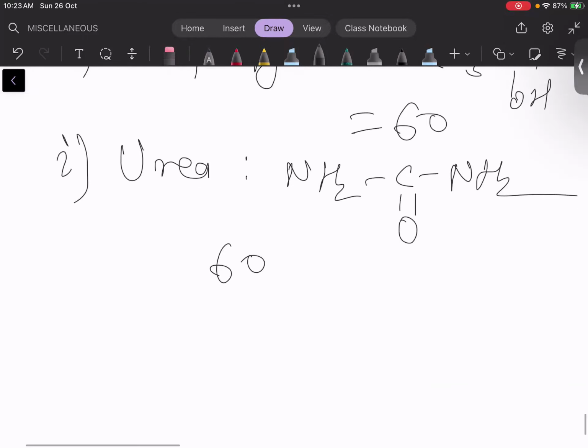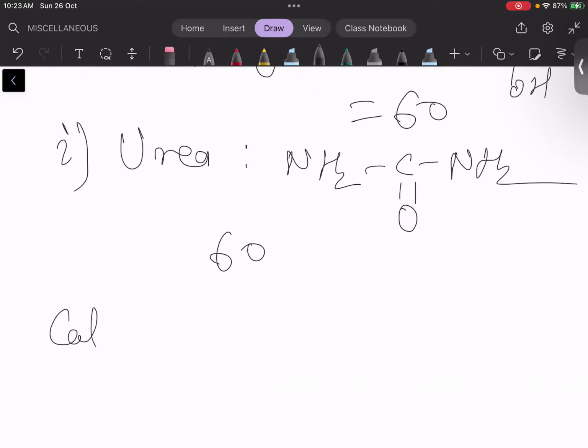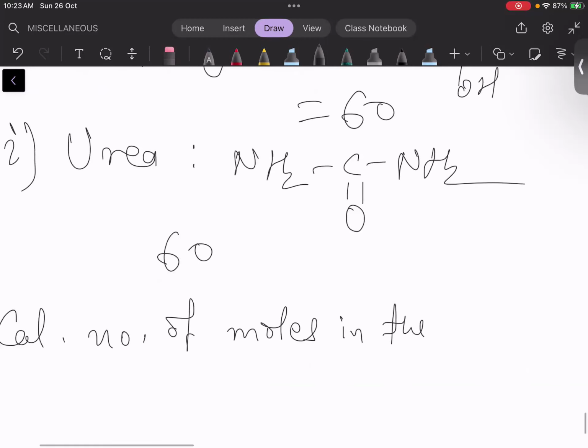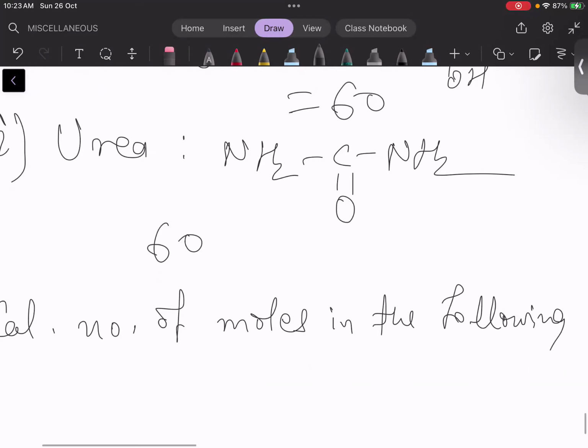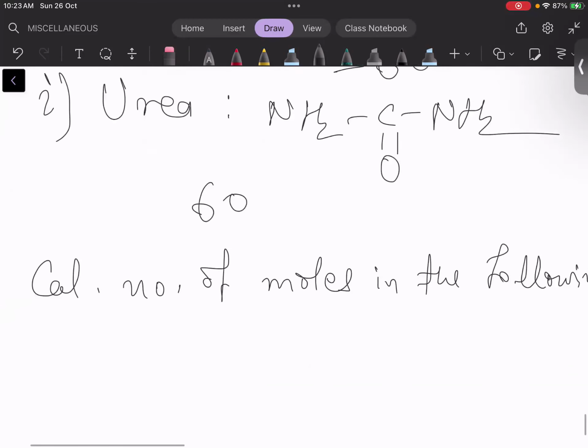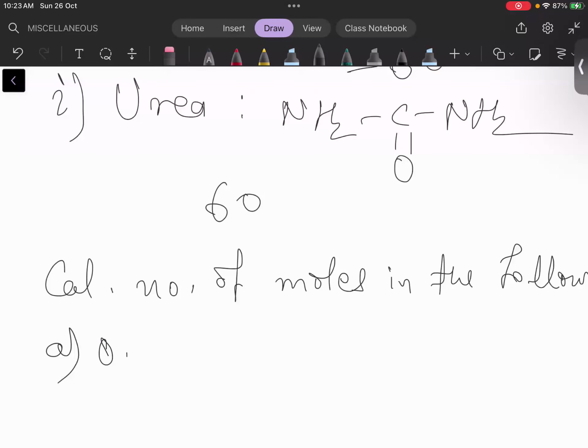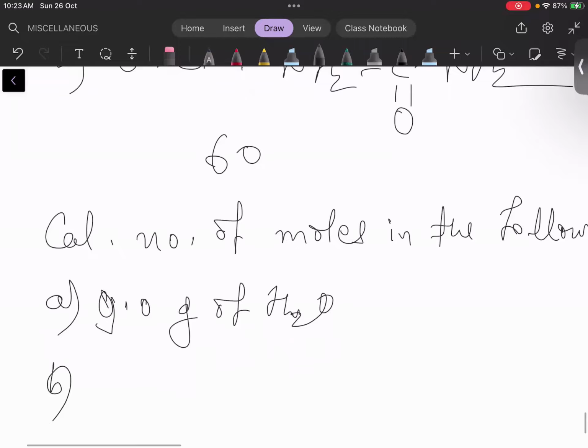No, sir. Then calculate number of moles in the following. First, 9 gram of water. Half mole. 0.5. Second, 20 gram of acetic acid.